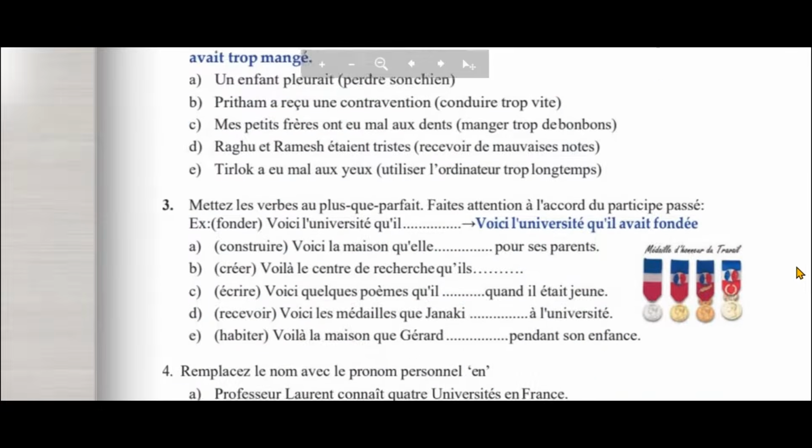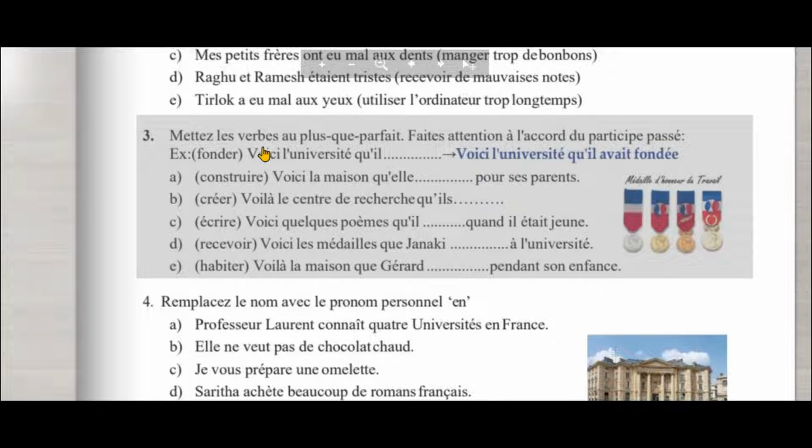Moving on to the third exercise, they want you to put the verbs again in the plus-que-parfait, and they are also telling you to pay attention to the past participle agreement. All right. So they have given you an example: Here is the university that he had founded. Please note that whenever the direct object comes before the auxiliary verb, this past participle must agree with this direct object. In this case, university is feminine, therefore I am adding an additional E.